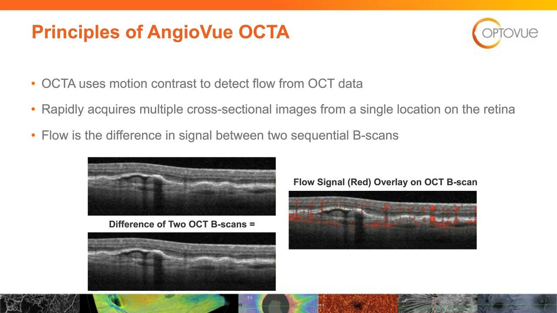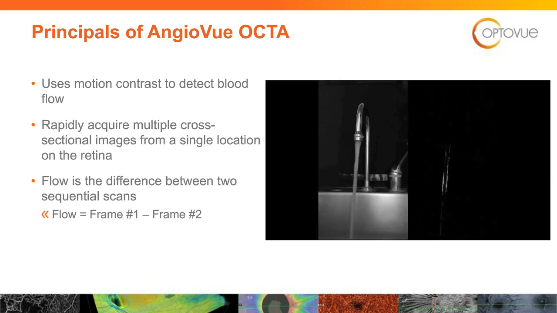nothing should move, except blood or red blood cells. And flow, again, is the difference. This video is not going to play tonight, but you can see this picture of a faucet. And if we could play this video, the only thing that's moving on this motion video here is going to be the water, because you can image that from frame to frame to frame. Flow is the difference between those two frames because it's the only thing that's moving. So motion contrast is the answer to that question.